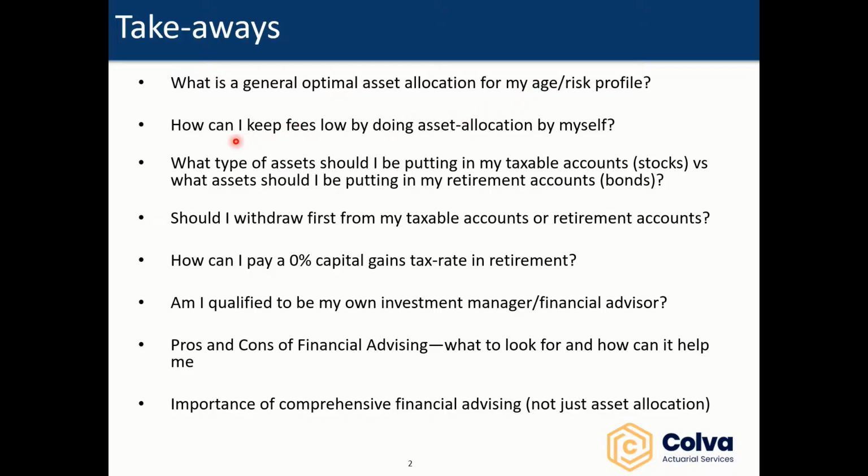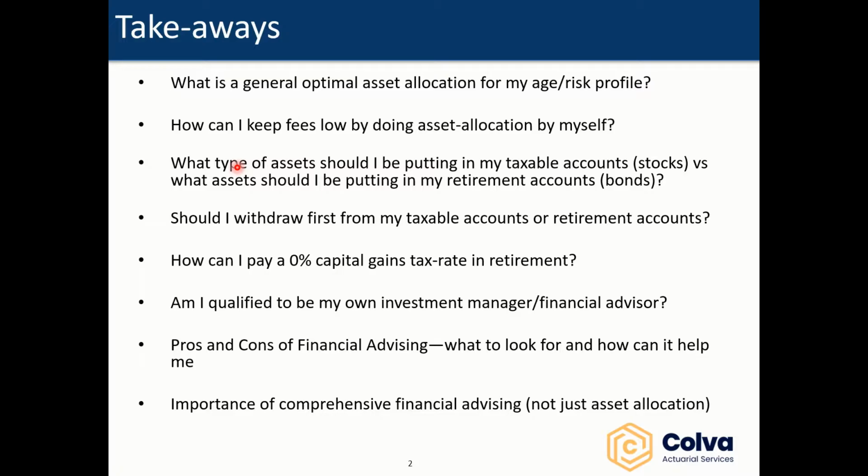The next thing we'll talk a bit about is how can I keep fees low by doing asset allocation by myself, which is essentially looking at your risk profile and saying, okay, given my age and risk profile, I should be in this percentage of stocks and this percentage of bonds. And you can really keep fees low by helping to do that yourself. And then we'll talk about later using low-cost index funds.